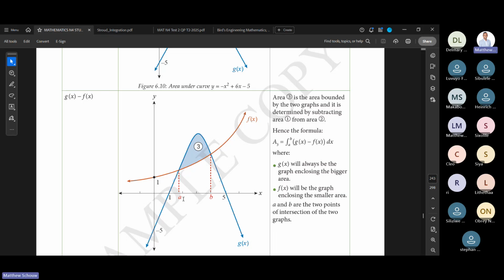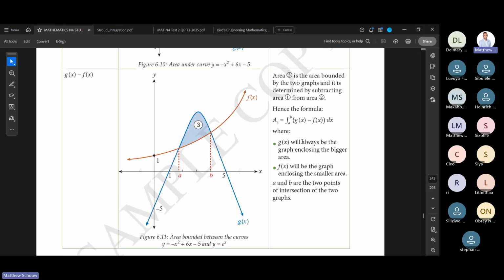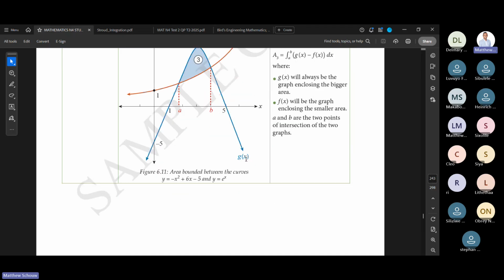For these questions, you see, I'm going to show you. The key is not to say f of x minus g of x. You always take the top graph and you subtract the bottom graph. In this case, it will be the integral from a to b of g of x, which is minus x squared plus 6x minus 5, minus e to the power x. And then you apply integration. Once you do the integration, you substitute those values. So that's the procedure and how you deal with this. I hope you got it now.